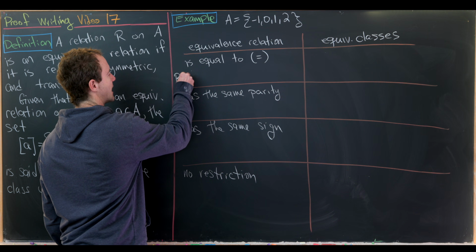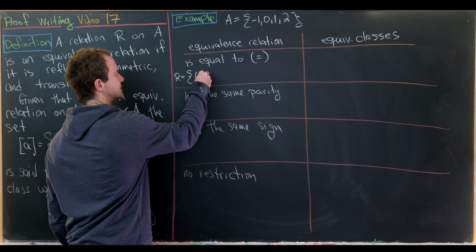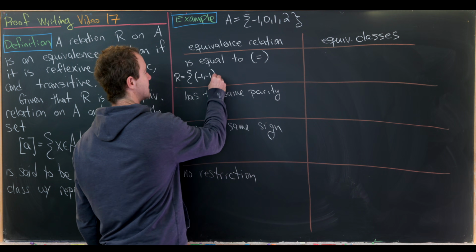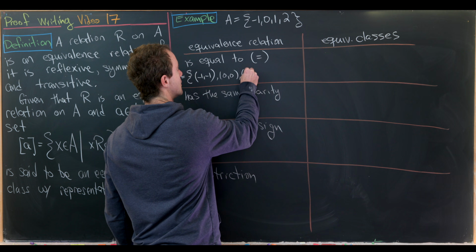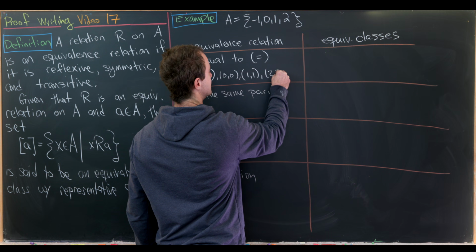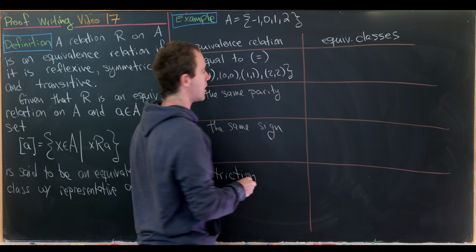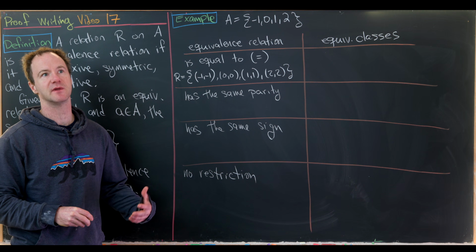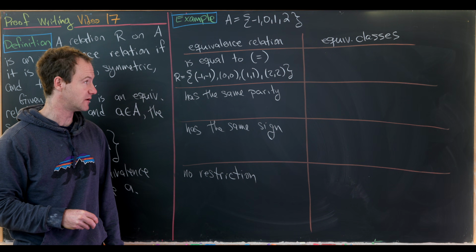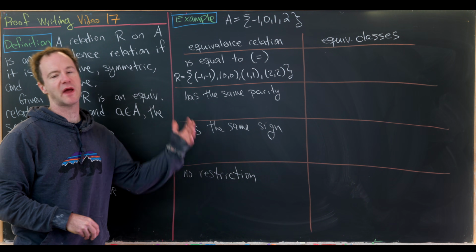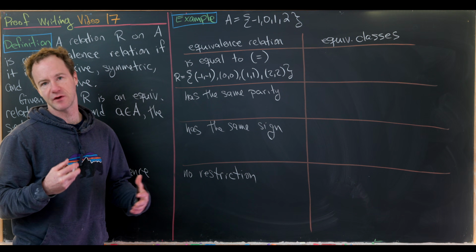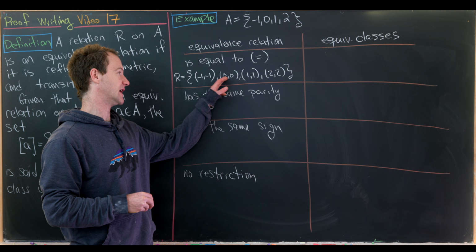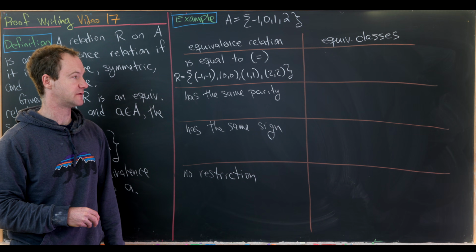That means that we can write R as the following set. It'll be (-1, -1). So that means -1 is related to itself, (0, 0), (1, 1), and (2, 2). Recall that R was really a set of ordered pairs of elements from the cross product of A with itself. And an ordered pair was in the relation if and only if they were related. That was the idea here. So this says an element is only related to itself.